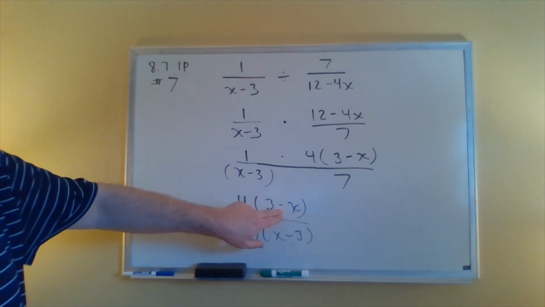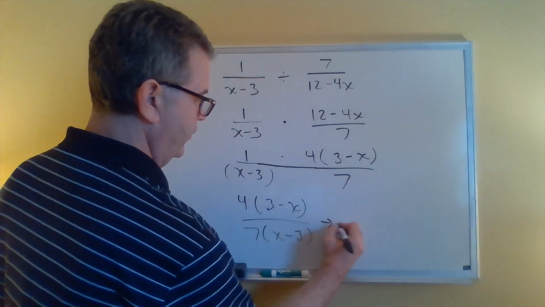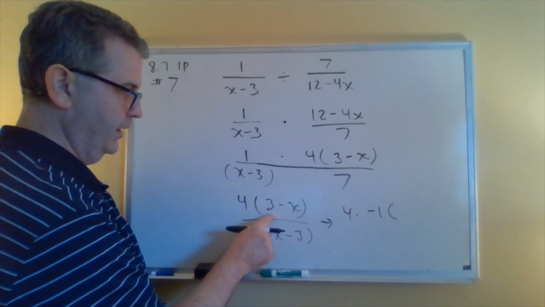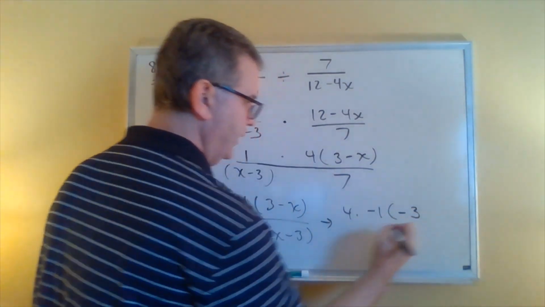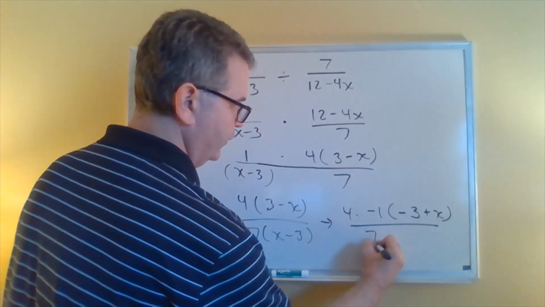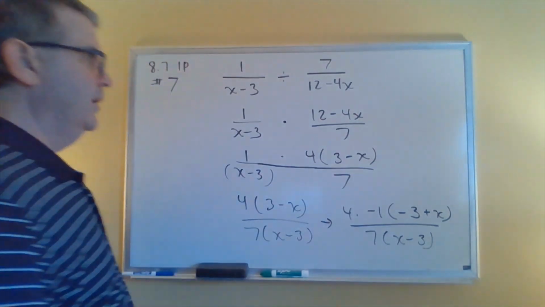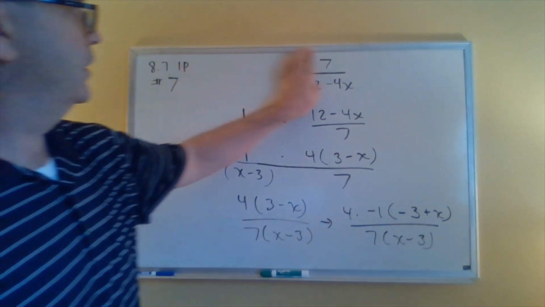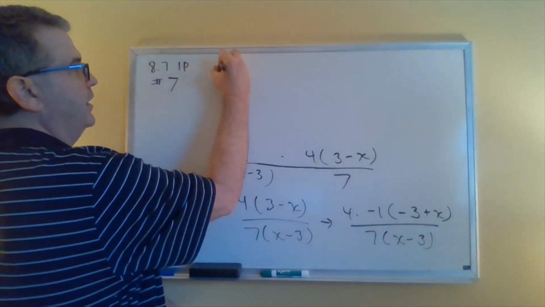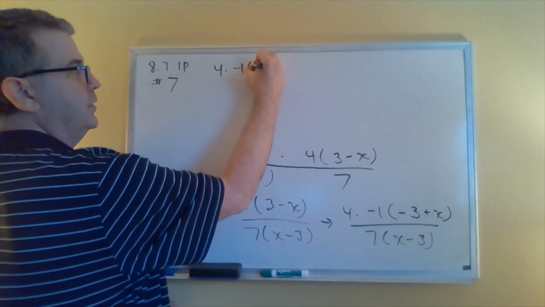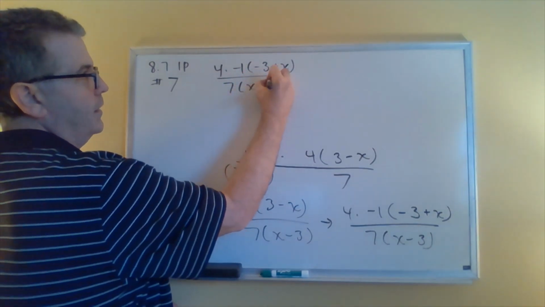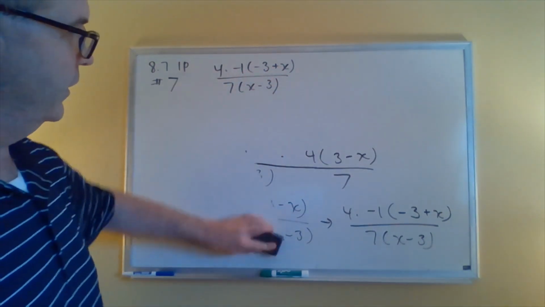If I factor a negative 1 out of here, I'm going to get 4 times a negative 1. When I pull that negative 1 out, I can change the sign of everything in here. So my positive 3 becomes a negative 3, and my negative x becomes a positive x. And that'll all be over 7 times x minus 3. Okay, I'm going to erase the top part of my work here. Give me some more room. So let me rewrite that. I get 4 times a negative 1, which is negative 3 plus x, over 7 x minus 3. Okay, I can erase the rest of this now.